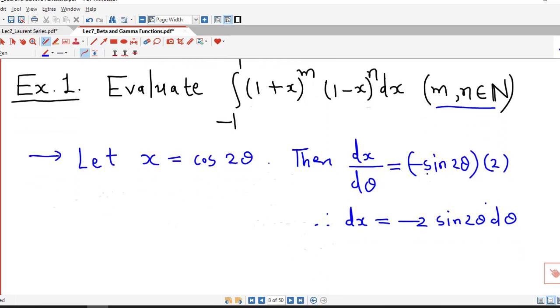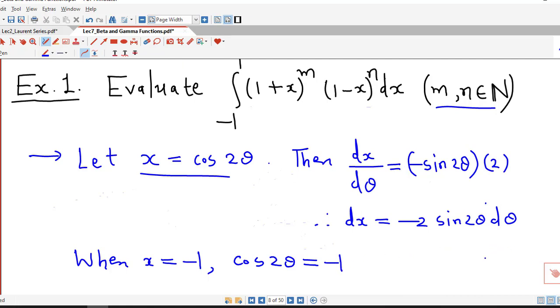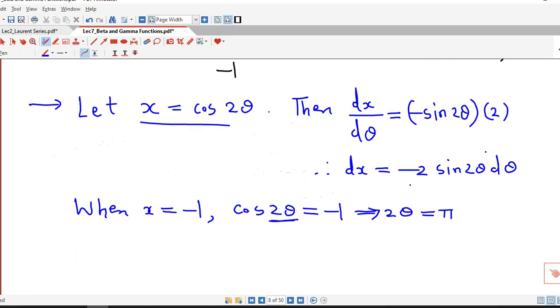Now the lower limit of x is minus 1, so we check what we obtain for theta when x equals minus 1. When x is minus 1, we obtain cos 2 theta equal to minus 1, and the value of the angle for which cosine is minus 1 is nothing but pi. We know that cosine of pi is minus 1. So here 2 theta is pi. From this we obtain theta equal to pi by 2.